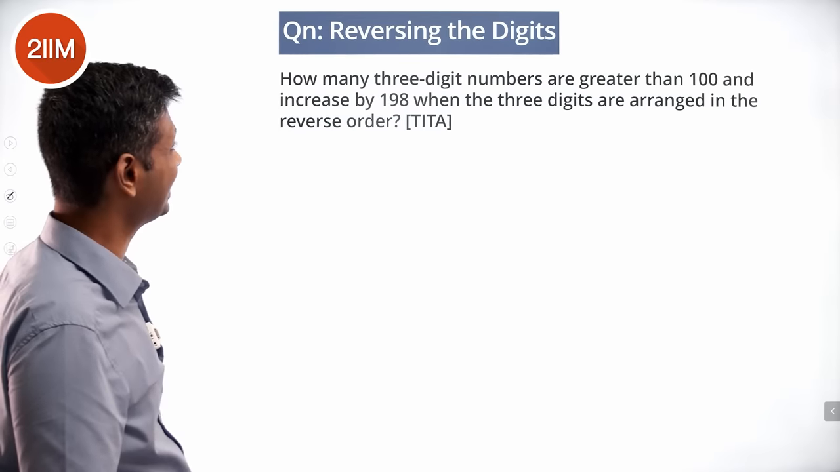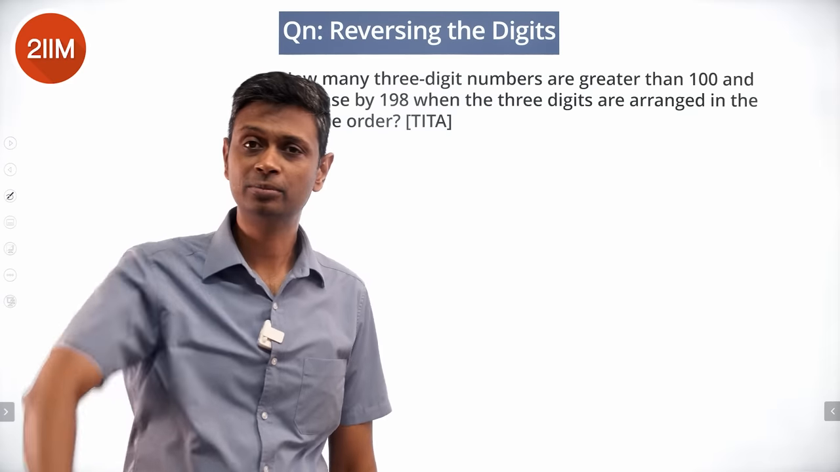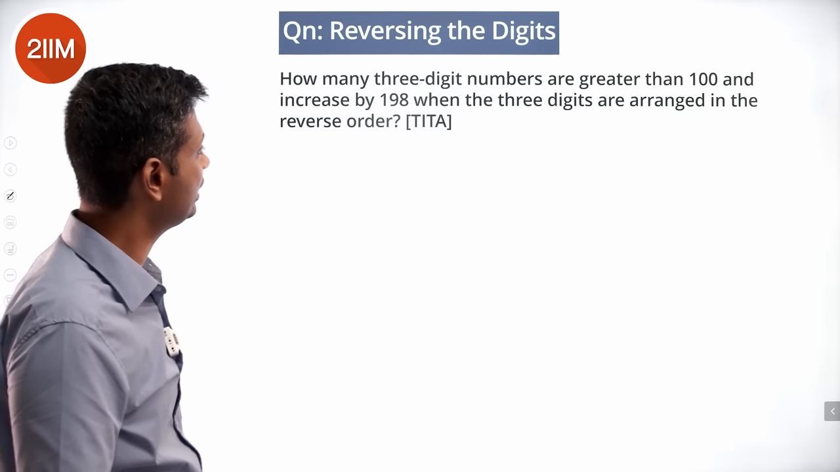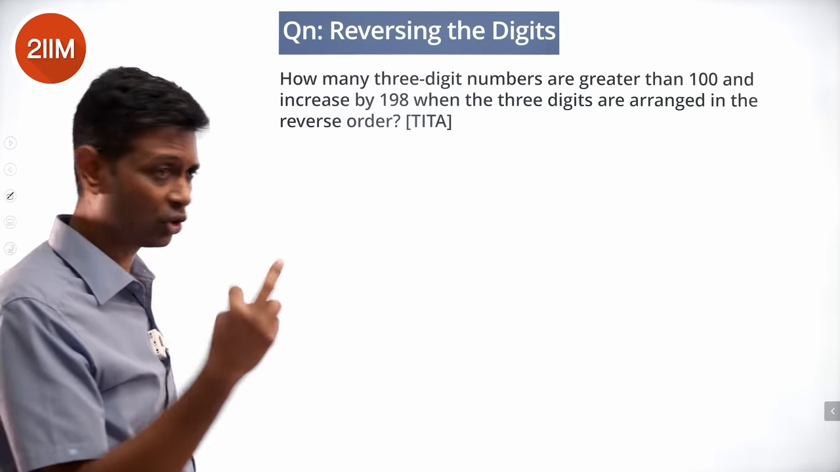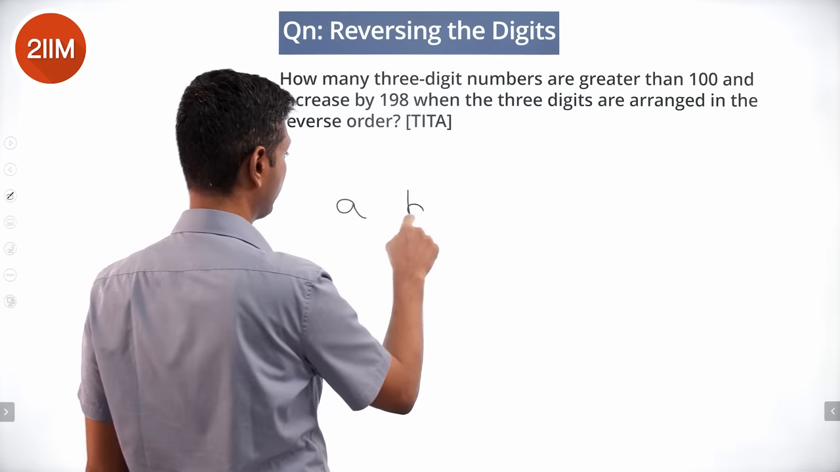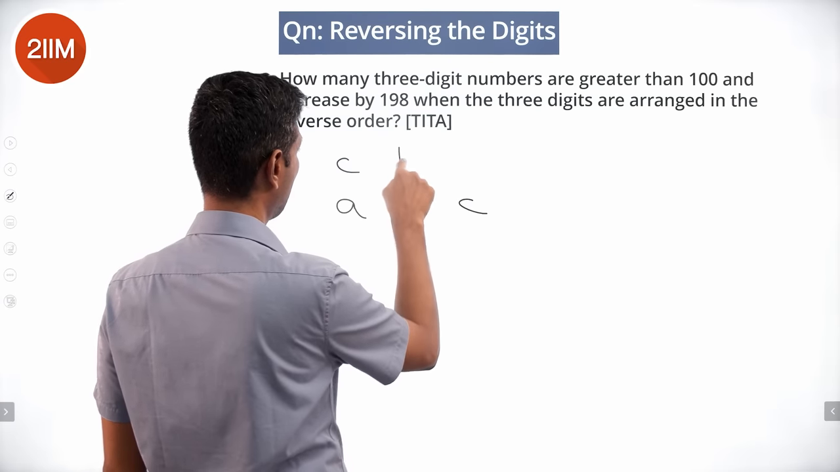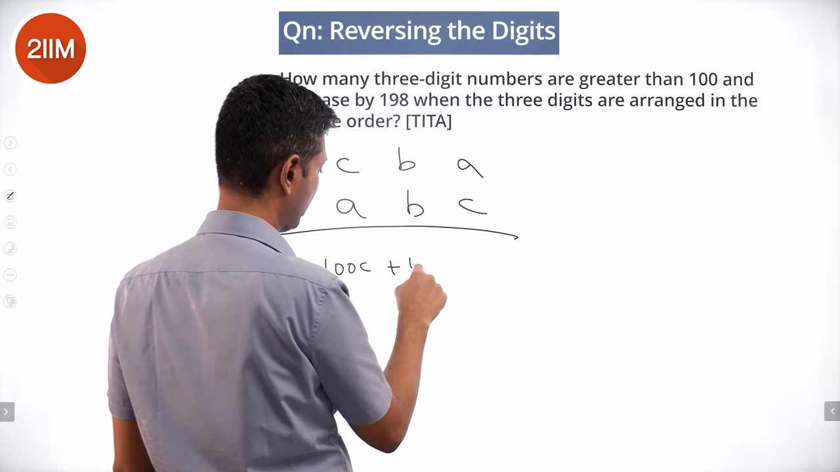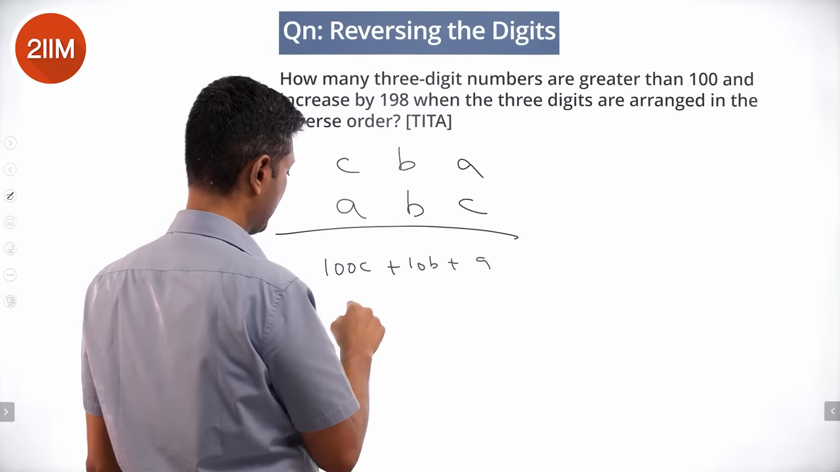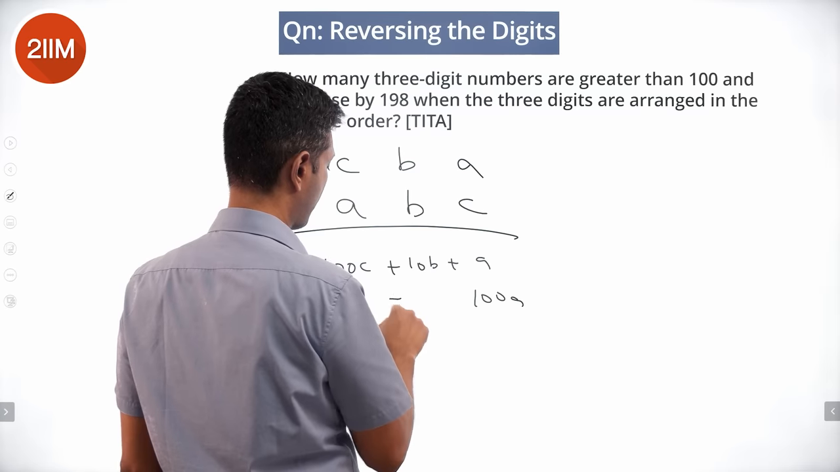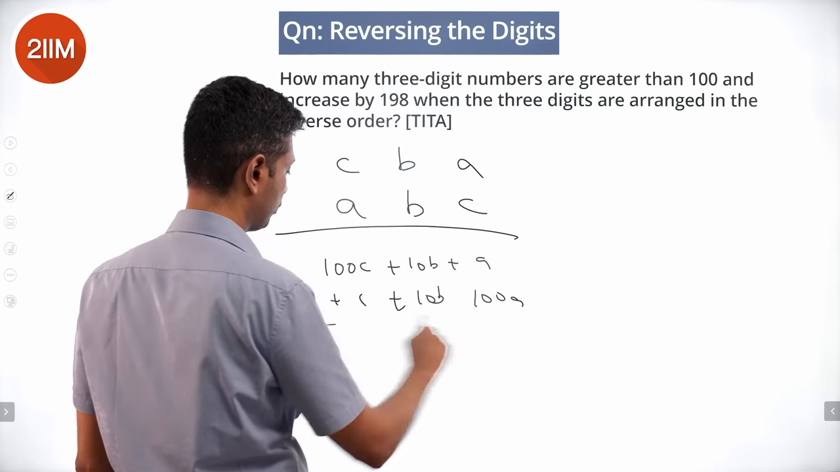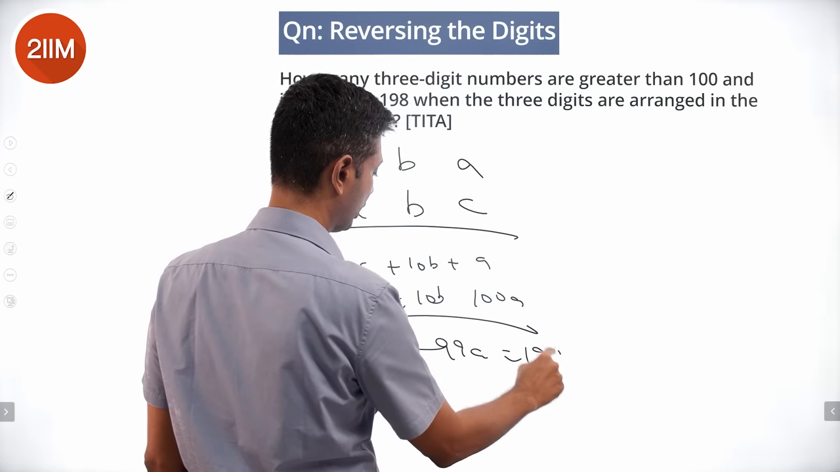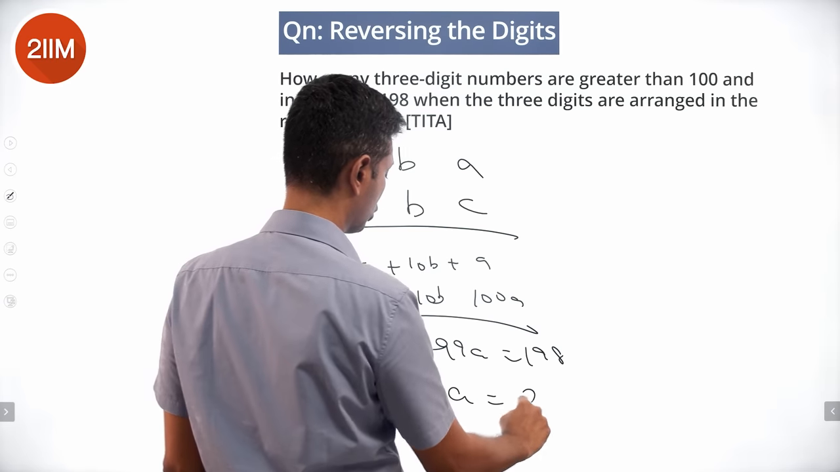How many 3-digit numbers are greater than 100? All 3-digit numbers are 100 or more, and increase by 198 when the 3 digits are arranged in reverse order. So we have ABC and CBA. We subtract this: 100C plus 10B plus A minus (100A plus 10B plus C). We get 99C minus 99A is 198, or C minus A is 2.